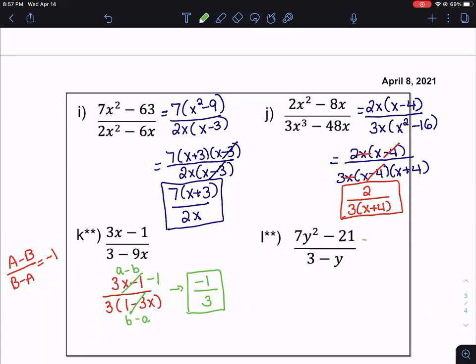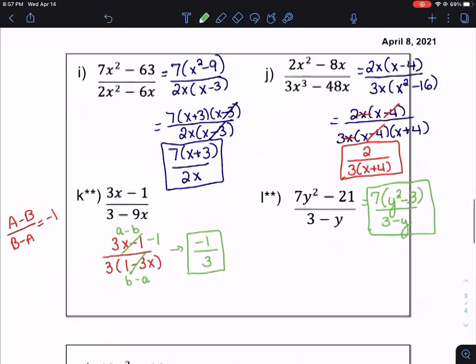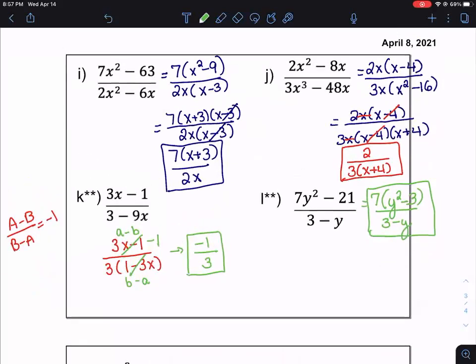So you would factor out a 7 and you're left with y squared minus 3 and then 3 minus y. Now, I did this on purpose. So even though this looks like a minus b over b minus a, it is not because y squared and y are not the same. So you cannot factor this anymore. Nothing will reduce. And so you're done. So just to be fair, I'll add another one in there, but please be careful about that.